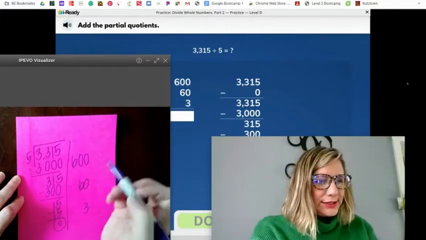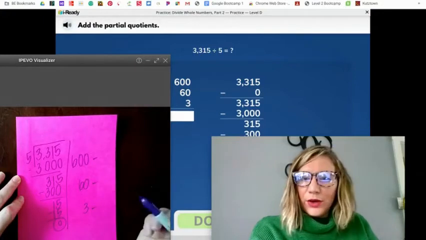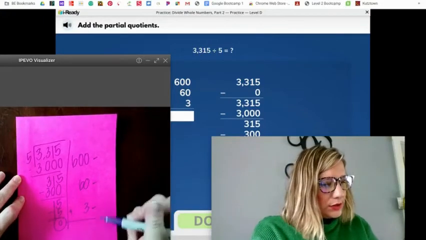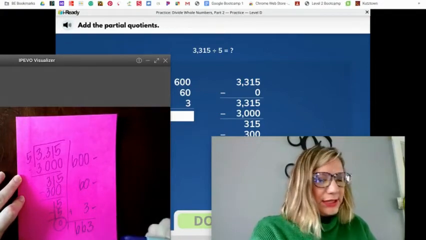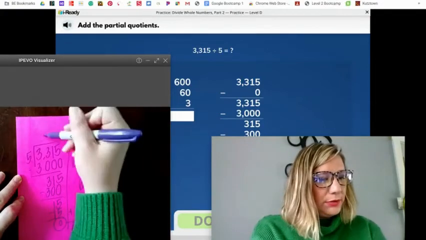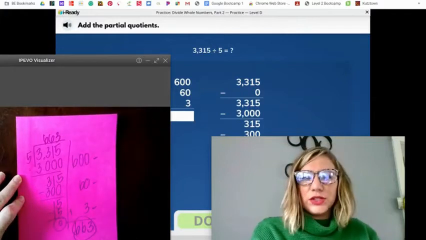Okay, fourth grade, last step. We're going to add everything that we have out here on the right like we do in class. So when I do that, I have a 3 in the ones place, I have a 6 in the tens place, and a 6 in the hundreds place. So that's going to give me my answer of 663.